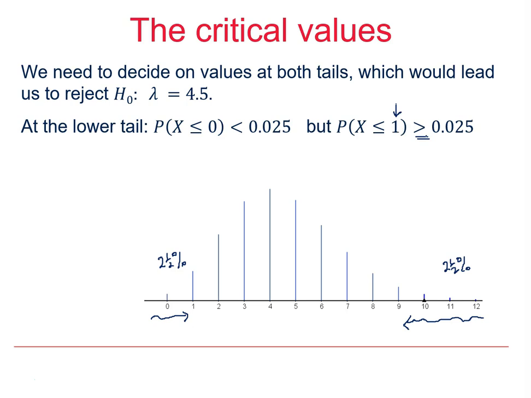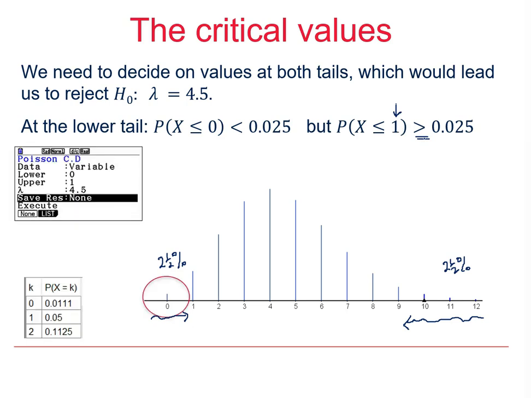is greater than 2.5%. And if we look on GeoGebra, you can obtain the individual probabilities, and you can see the probability of getting 0 is just over 1%. The probability of getting 1 is actually 5%. So the probability of getting 1 cannot be in our extreme tail because the probability will be way over 2.5%.